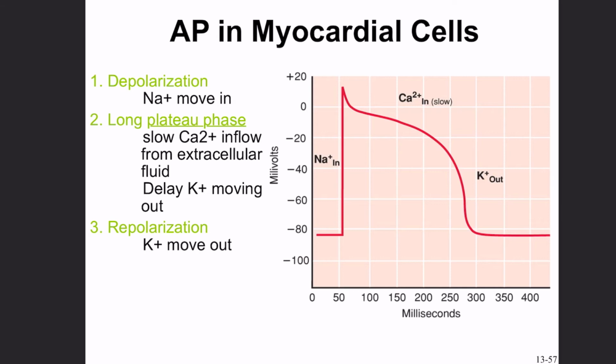As you can see, there is depolarization here, and it occurs pretty quickly, where sodium is rushing into the cell. And then notice that when calcium moves into the cell from the extracellular fluid, it's actually at a pretty slow pace. So it produces this long plateau phase, which extends the period of an action potential. This will delay potassium moving out. And then it's at the repolarization that potassium is able to move out.